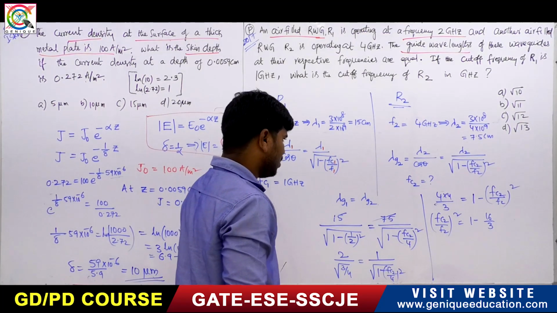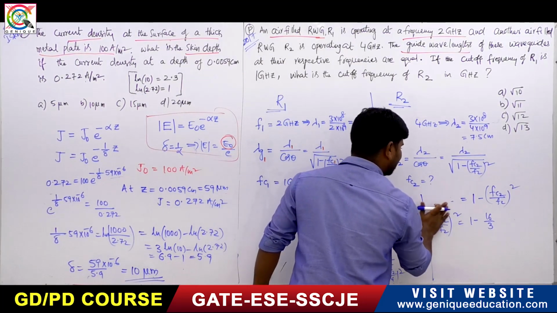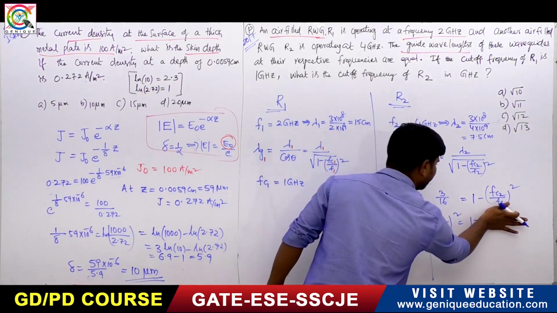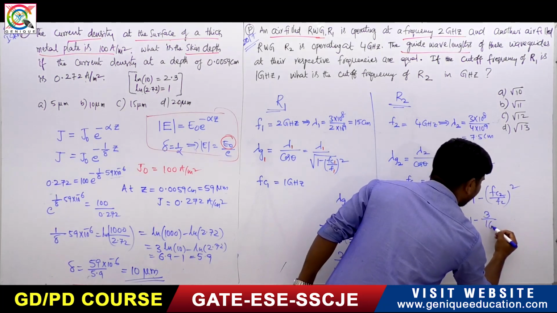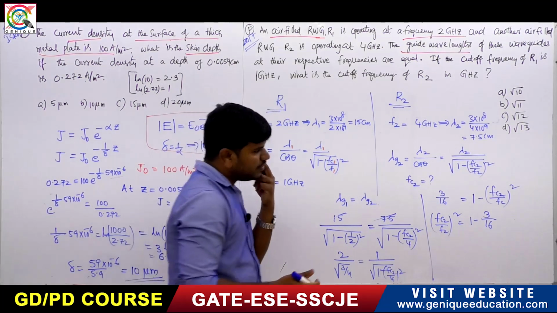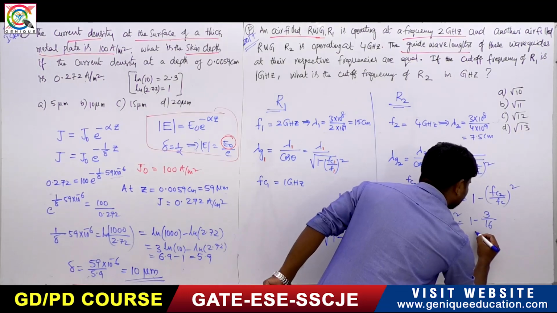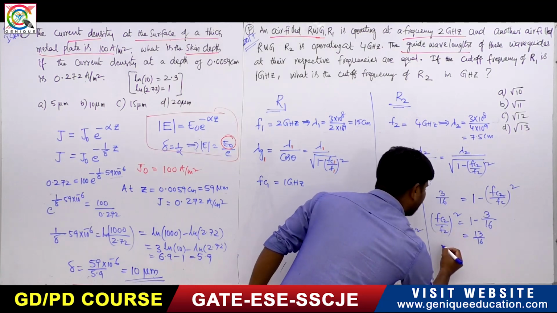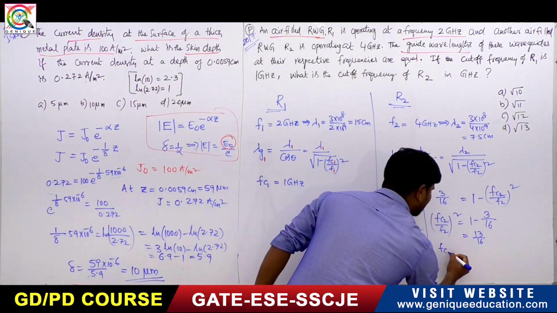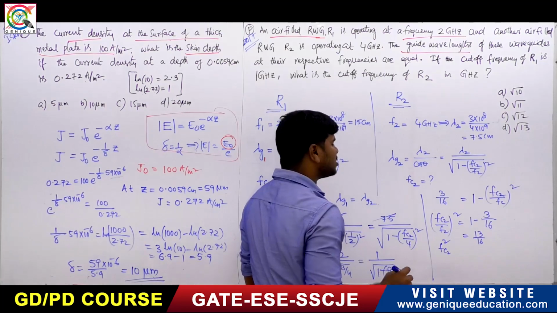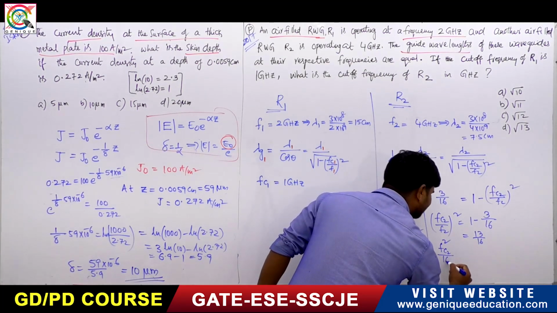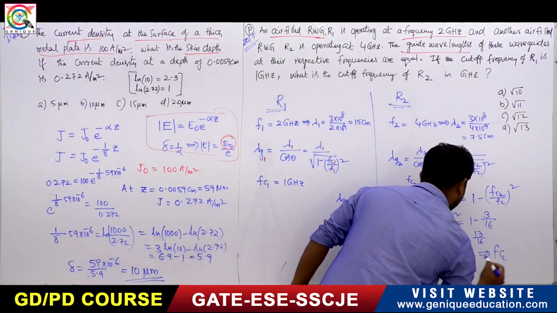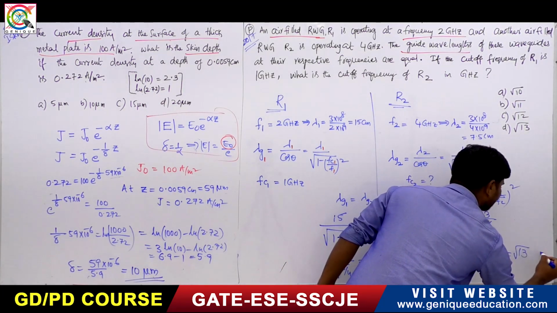Not 16 divided by 3; you have to invert this, right? So this will be 3 divided by 16. So now it will be equal to 13 divided by 16. Now fc2 we have to find. So fc2 whole square divided by f2 square, where f2 square is 16, is equal to 13 divided by 16. So this implies fc2 is equal to root 13 gigahertz.